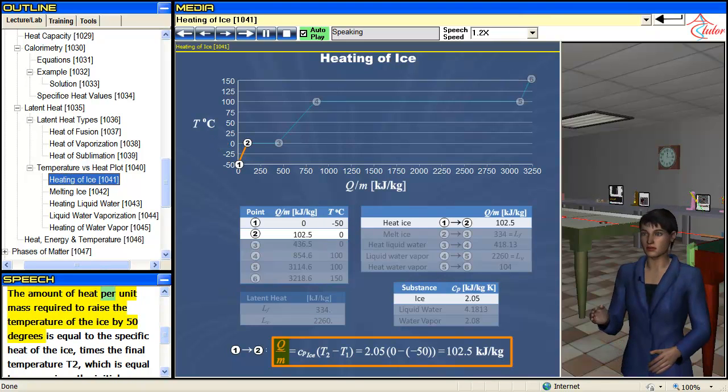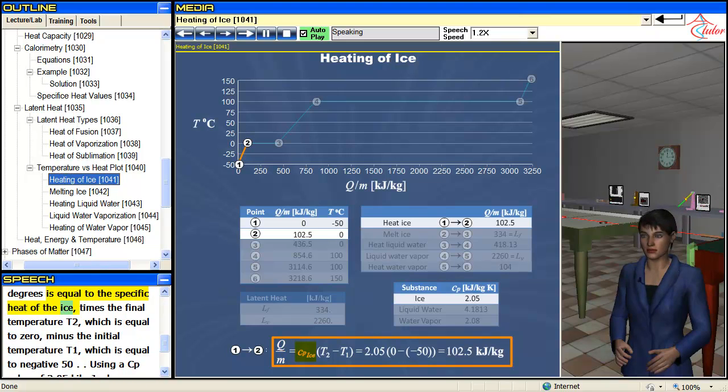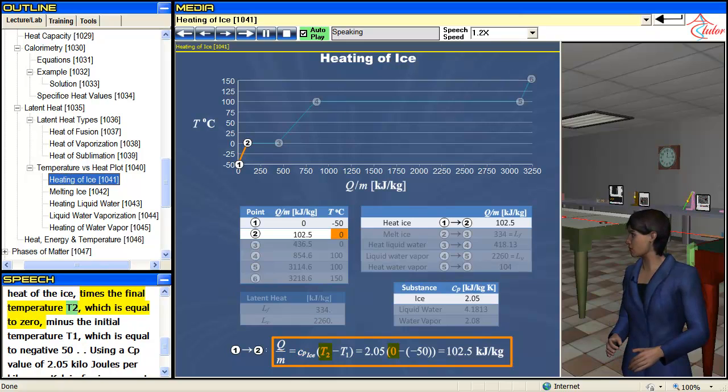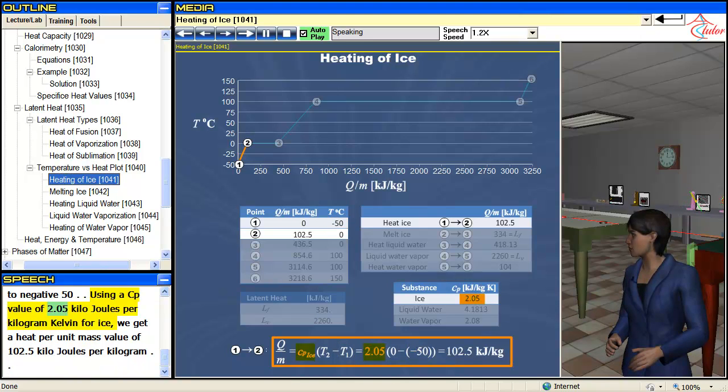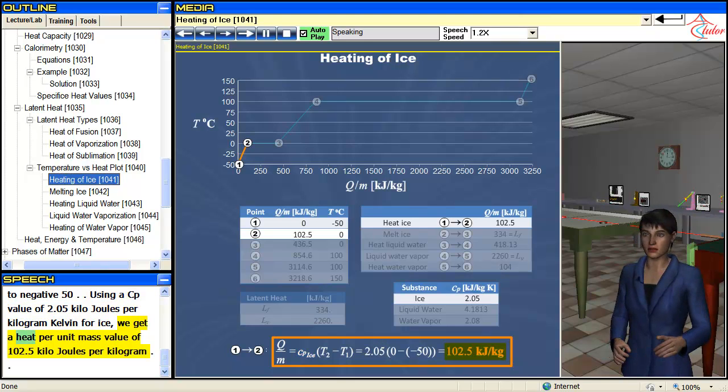The amount of heat per unit mass required to raise the temperature of the ice by 50 degrees is equal to the specific heat of the ice, times the final temperature T2, which is equal to 0, minus the initial temperature T1, which is equal to -50. Using a Cp value of 2.05 kilojoules per kilogram Kelvin for ice, we get a heat per unit mass value of 102.5 kilojoules per kilogram.